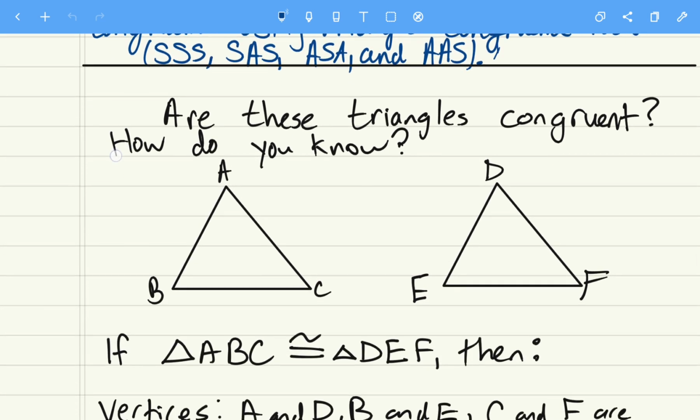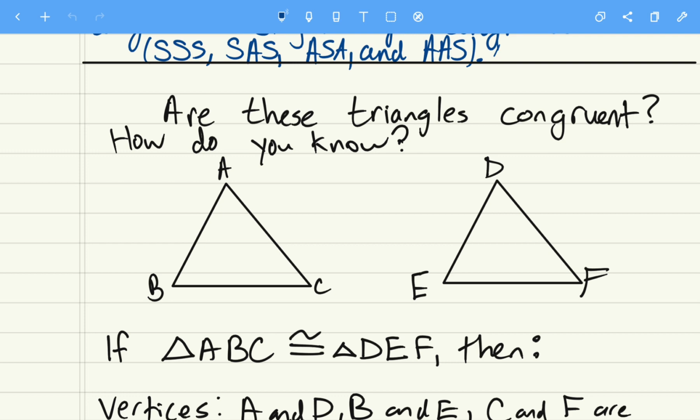So first we are going to look at the first question. Are these triangles congruent? How do you know? Well, we're just given two triangles. We don't know their sides or their angles. So we don't have enough information.